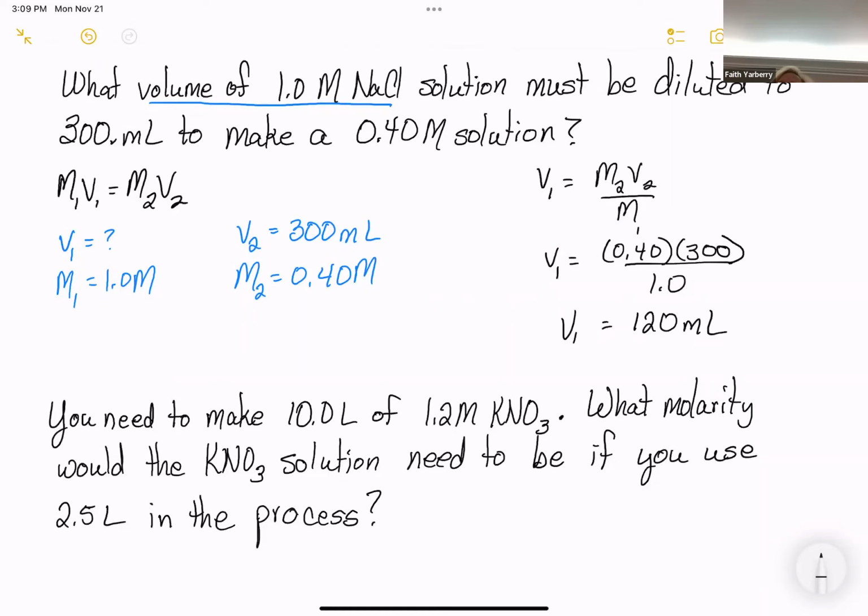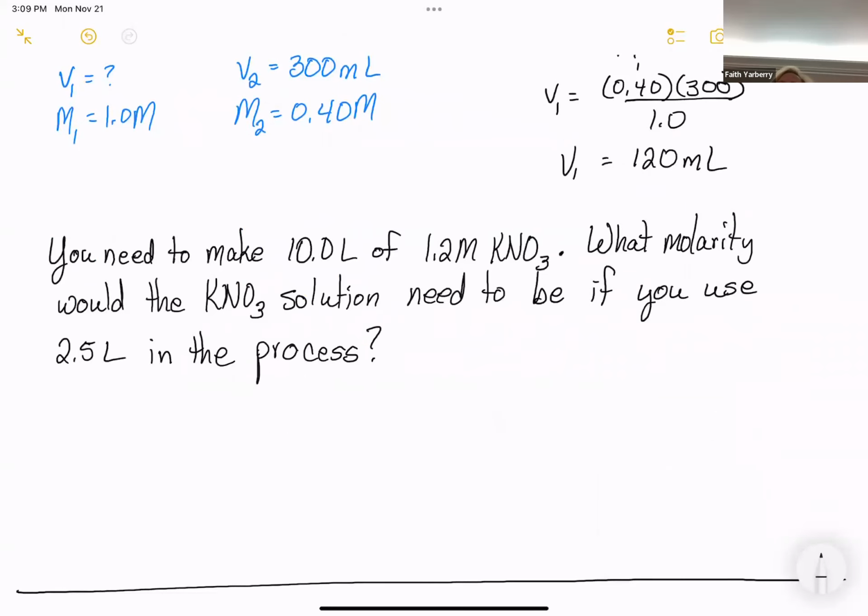Now, the next problem is also a dilution calculation. We know that it is a dilution calculation because our starting material and our ending material are identical. So since it is a dilution calculation, we will again use M1V1 equals M2V2. We only use M1V1 equals M2V2 for dilutions.